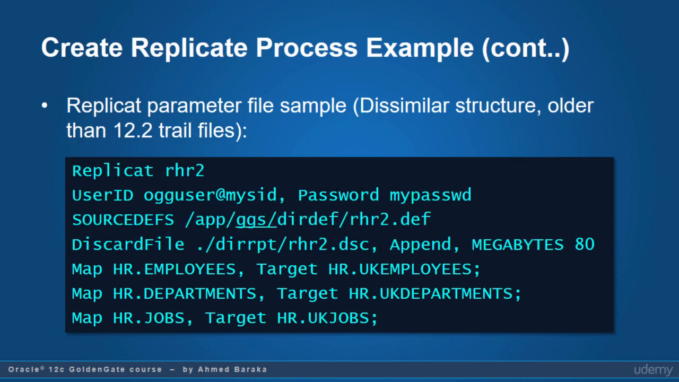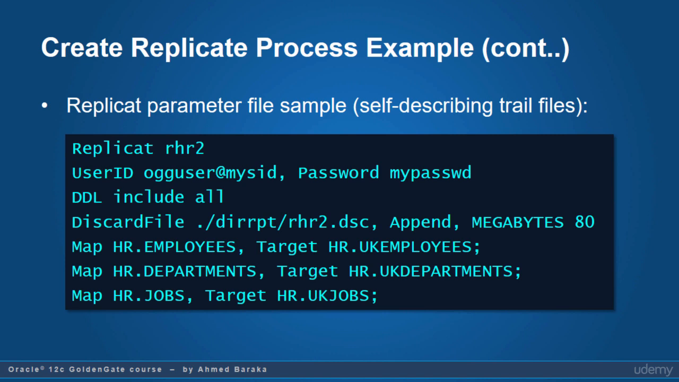This is an example of the replicate parameter file when the source and the target data structures are not the same. Everything in this example is the same as the example in the previous slide, except that the parameter assume target defs is replaced with the source defs parameter. This parameter points at the source definitions file, which contains the metadata of the source data structure.